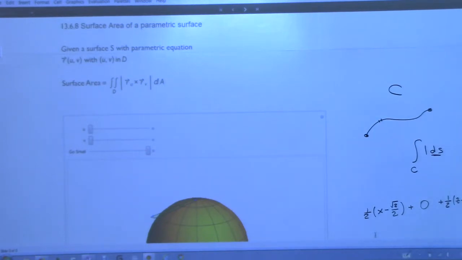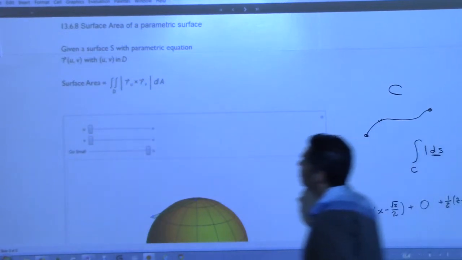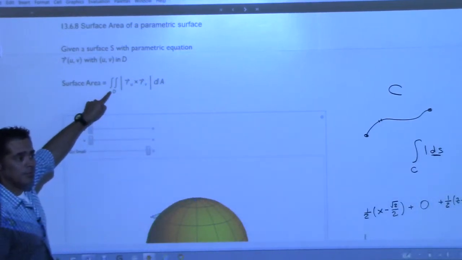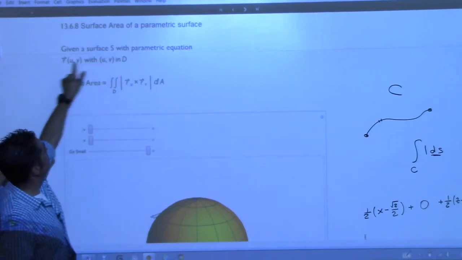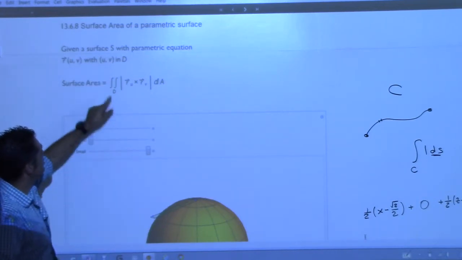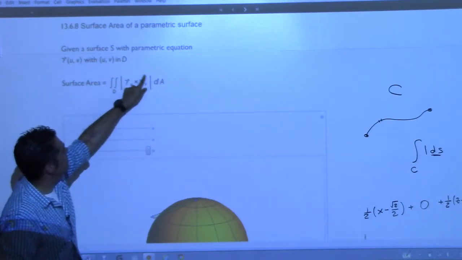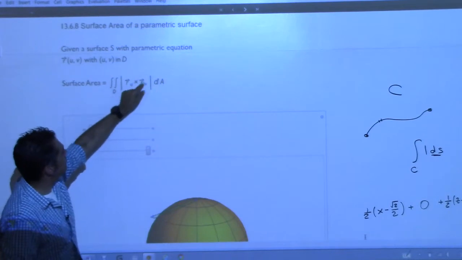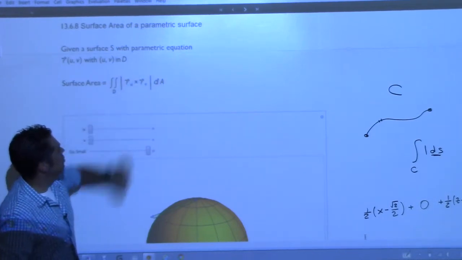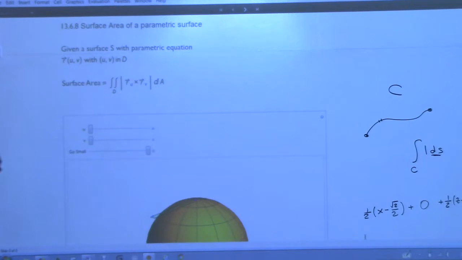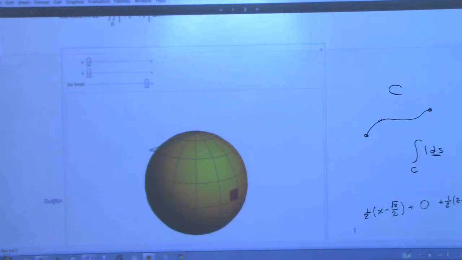Well, what if we want to know the area of a surface now? Right? The area of a surface. So what we're going to do is this. We are going to do a double integral, okay? So we have some surface, got restrictions on u and v. We're going to do a double integral over D of the cross product. So what is this piece right here? What is that? Normal, the normal plane, right? But magnitude. What's the magnitude of the cross product?